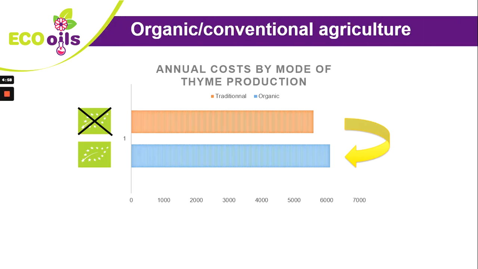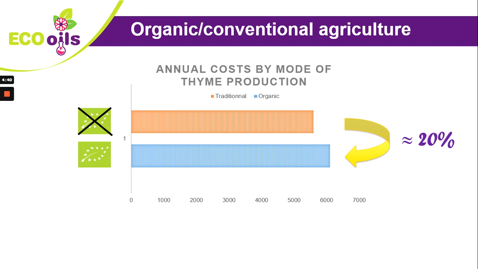Price difference with conventional production. Organic aromatic plant production costs around 20% more than conventional production, mostly because of the higher labor force required. It is partly offset by reduction of chemical purchases and higher profits.